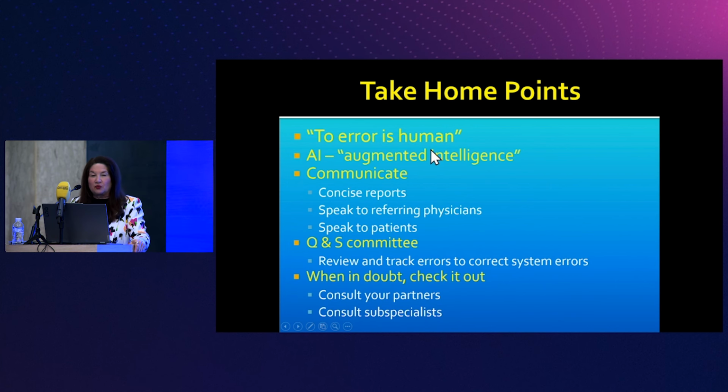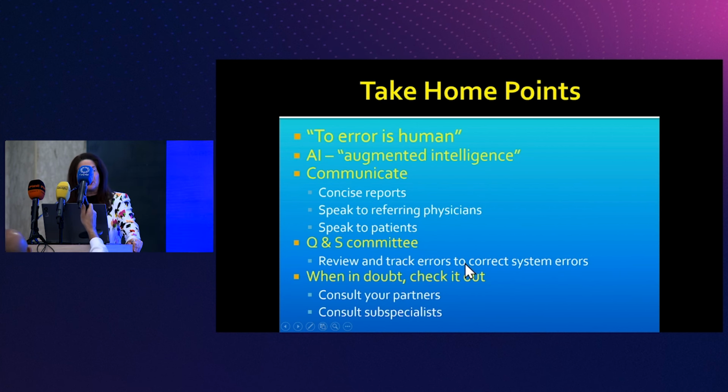Artificial intelligence, I think the role here is utilization and prioritization. Have good communication, give concise reports, talk to your doctors, and if necessary, pick up the phone and call the patient so that you have an accurate clinical context. Have quality and safety committees so that you can review and track errors. There might be system errors in your system, an imaging error. And when in doubt, check it out. Consult your partners and consult the subspecialist that you work with, somebody that might have more experience.